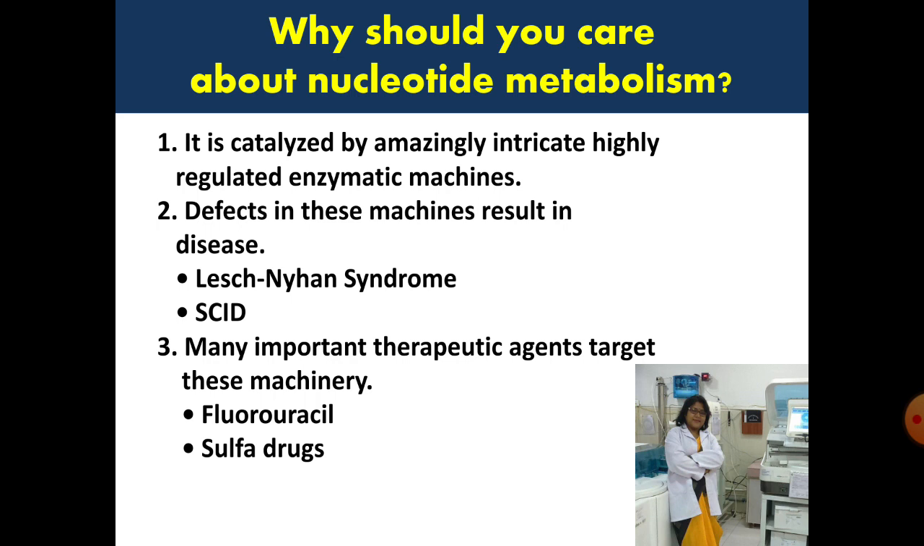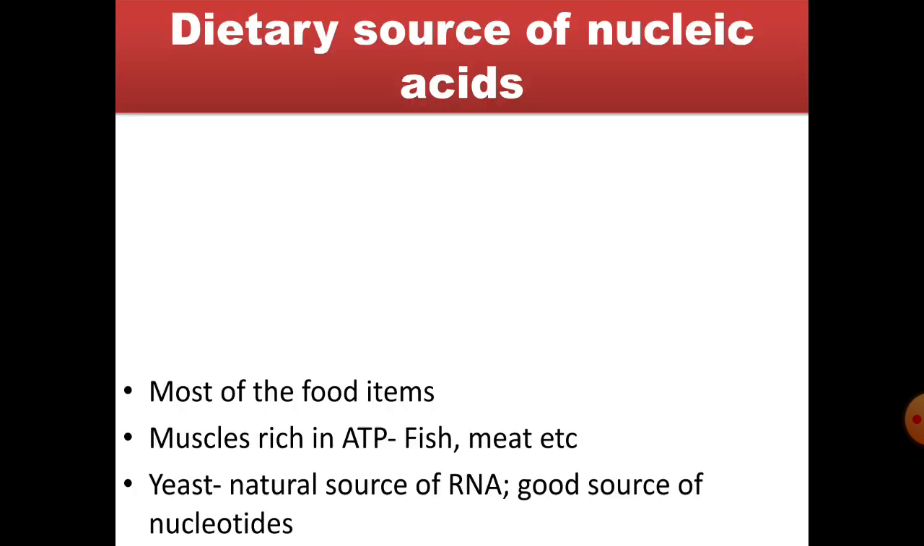Apart from this, we have certain diseases related to purine and pyrimidine synthesis like Lesch-Nyhan syndrome, SCID or bubble baby syndrome, which are not very common in India, but gout is very common in the Indian context. So all this we will be dealing with in this class.